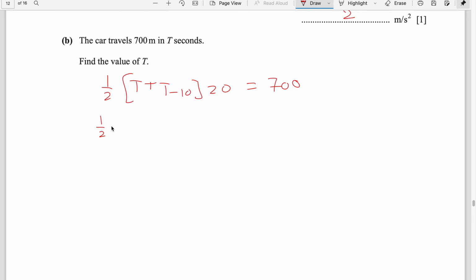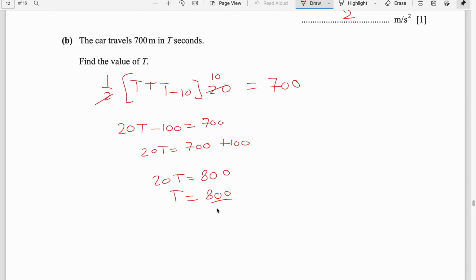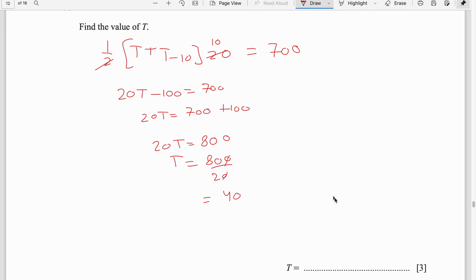So this should be 1 by 2, or let's get rid of this. That's 10. Inside we have 2t. 2t into 10 is 20t, minus 10 into 10 is negative 100, equals 700. So 20t equals 700 plus 100. 20t equals 800. t equals 800 by 20. 80 by 2 is 40. So the value of t is 40 seconds.